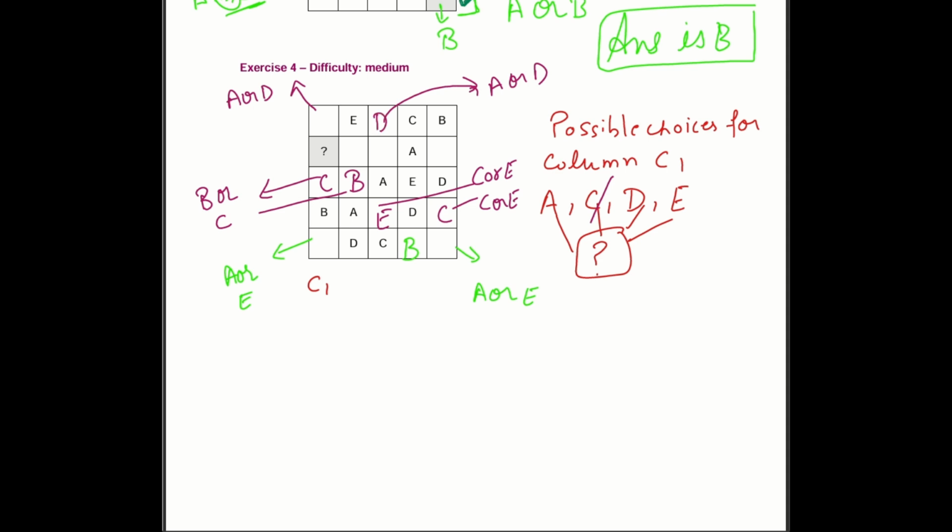A or D? A or D. A is not present, but A is present here. We can't take A twice. So here that would be D. This would be A. Okay. A is also eliminated. Only D and E are left.